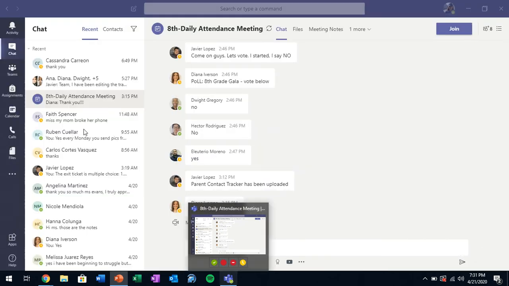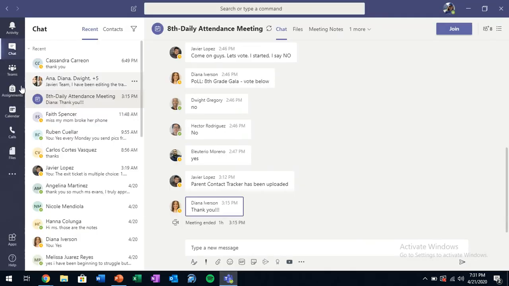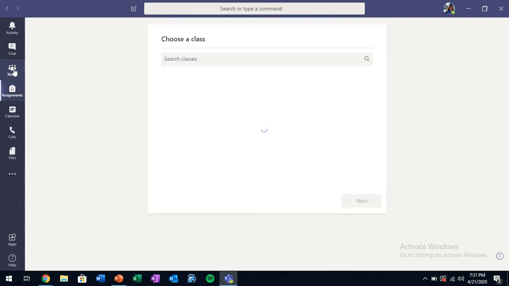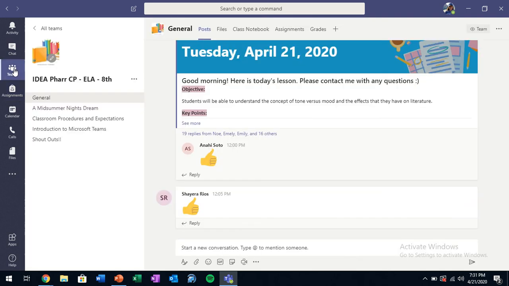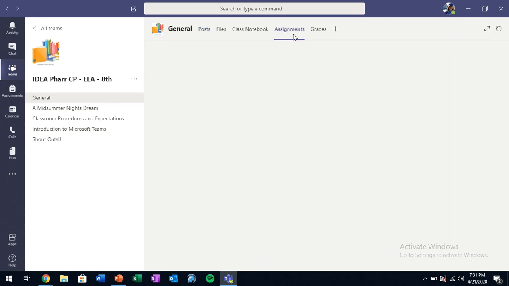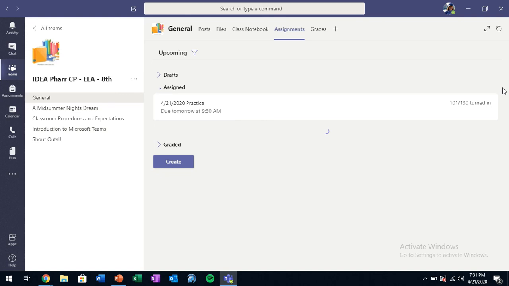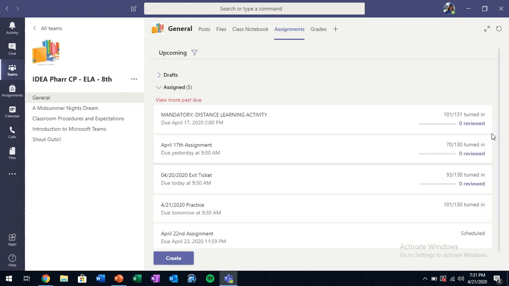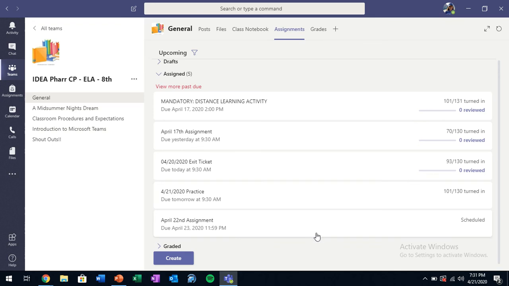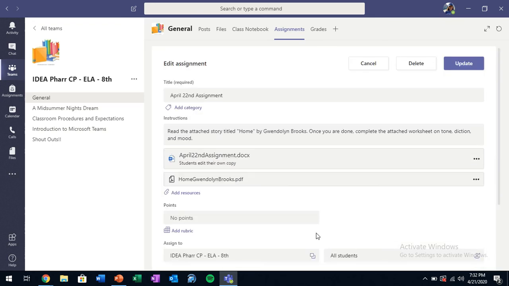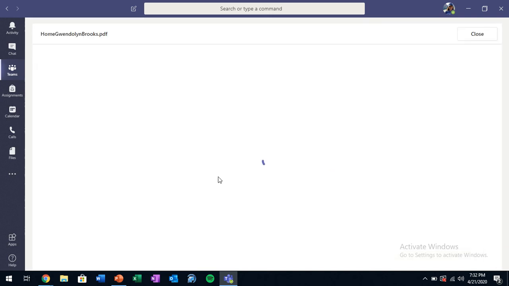And so if you go to Teams, you're going to go to the Assignments tab. April 22nd assignment, and you're going to read the attached story titled Home by Gwendolyn Brooks. Once you're done reading this story, then you're going to complete the worksheet on tone, diction, and mood. So here's the story. Here it says Home, Gwendolyn Brooks.